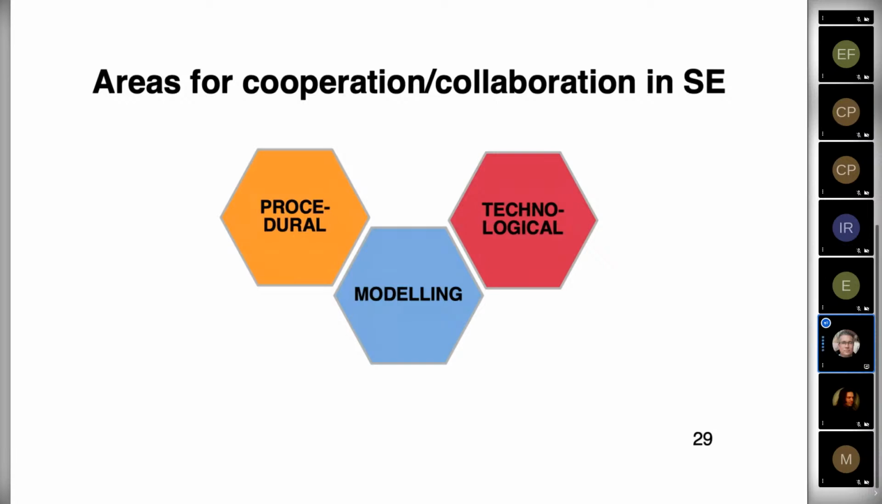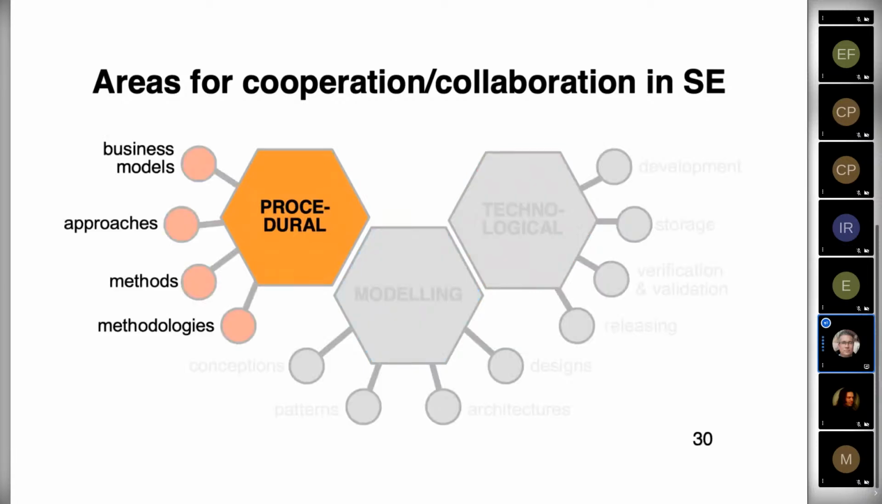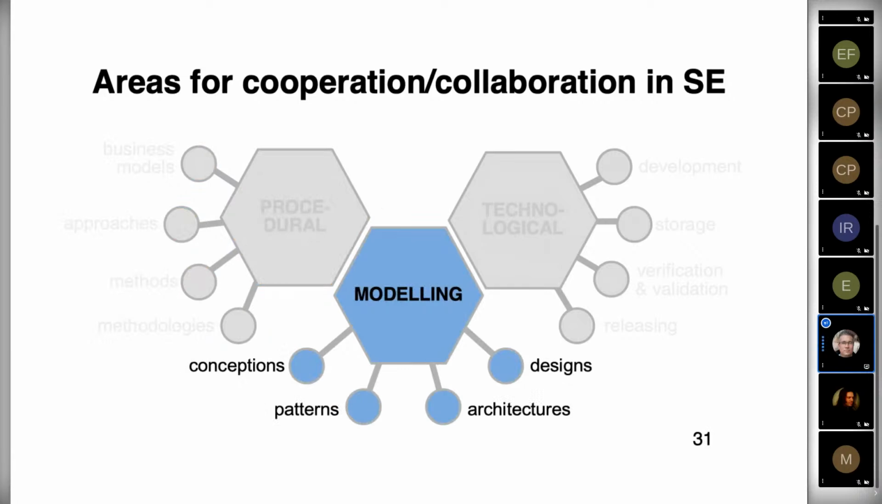And we realized later that it is also important, cooperation and collaboration, in the process and also with the tools we use for software engineering nowadays. And as you see in the process, we need to have a very shared, the same comprehension about the business model, the approaches we are going to follow, the methods and the methodologies. In the modeling, we need to share conceptions, patterns, architectures, and designs.